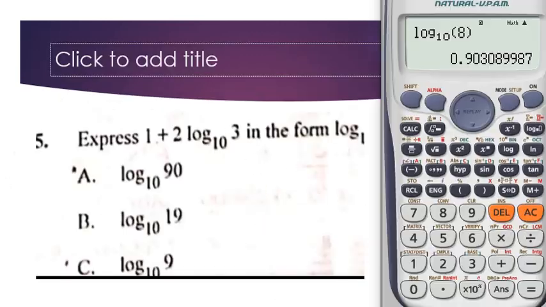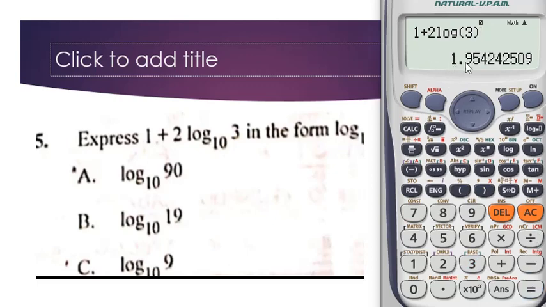So we have to solve this question. Express 1 plus 2 log 10 3 in any of these four forms. So let's do that. We have 1 plus 2 log 3. Note that whenever I click on this log, it means that it's to base 10.